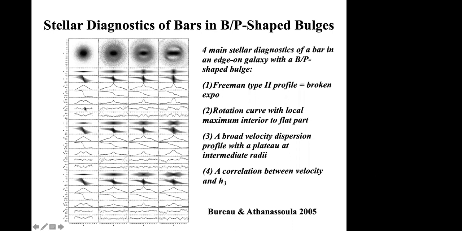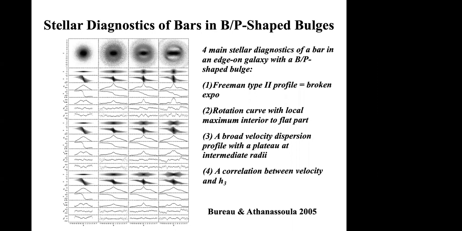When the simulation was evolved further, you can see a strong bar has formed. And then what you have is there's a decreasing velocity along there, and H3 is also decreasing. So there's a correlation between H3 and the velocity. It's not an anti-correlation, it's a correlation. And that is the strongest evidence of the presence of a bar in an edge-on galaxy.